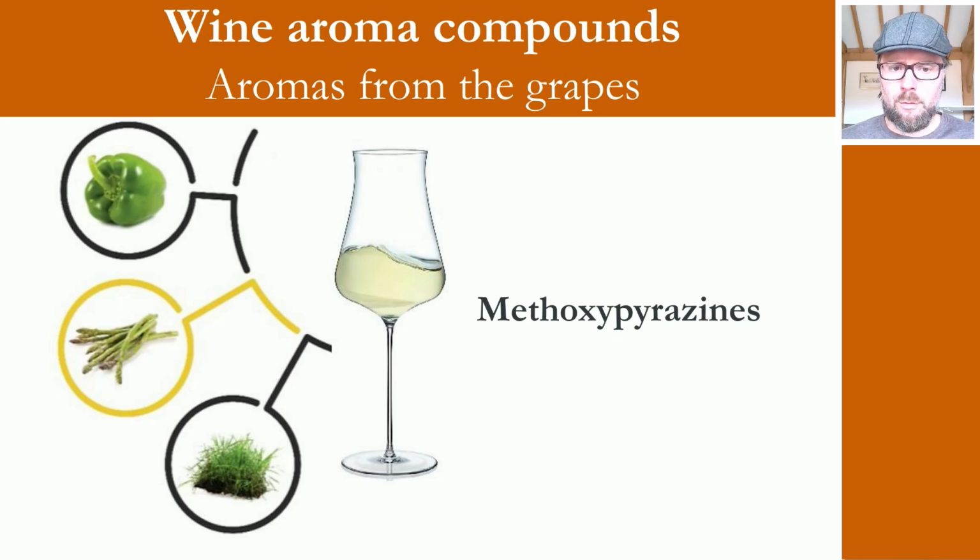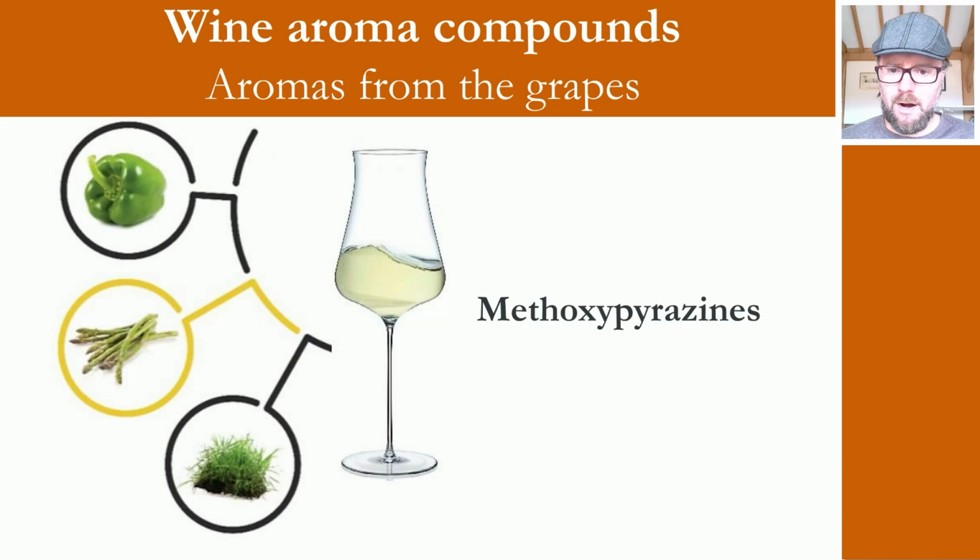So let's talk about aromas from the grapes. Examples of aromatic compounds that are found in the grapes include methoxypyrazines and Rotundone, for example. Let's go through methoxypyrazine to begin with. Methoxypyrazines, sometimes just called pyrazines, occur in the Sauvignon Blanc grape variety to give that sort of green pepper, asparagus, grassy, tomato leaf character.